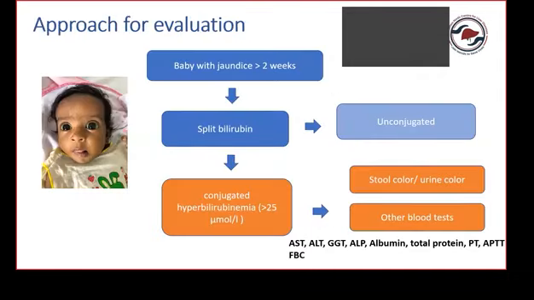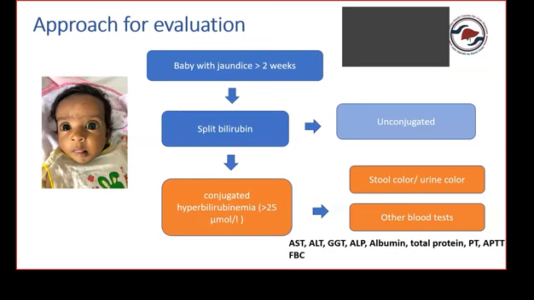Let's look at the evaluation now. A baby would come with which is going to happen in clinical practice. So you have a baby who has got prolonged jaundice, and if it is a term baby, we would say more than 2 weeks. The first thing you would ask is the color of stools, and you might ask the color of urine as well. And if you have a baby with prolonged jaundice, you need to do split bilirubin.